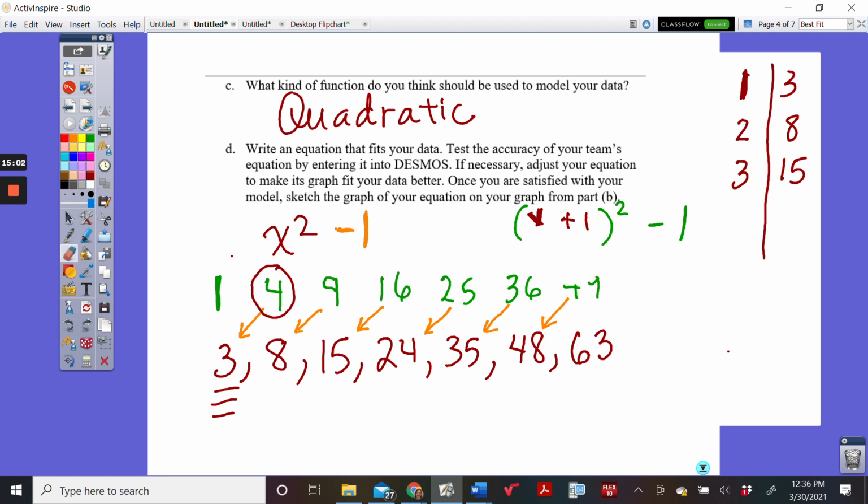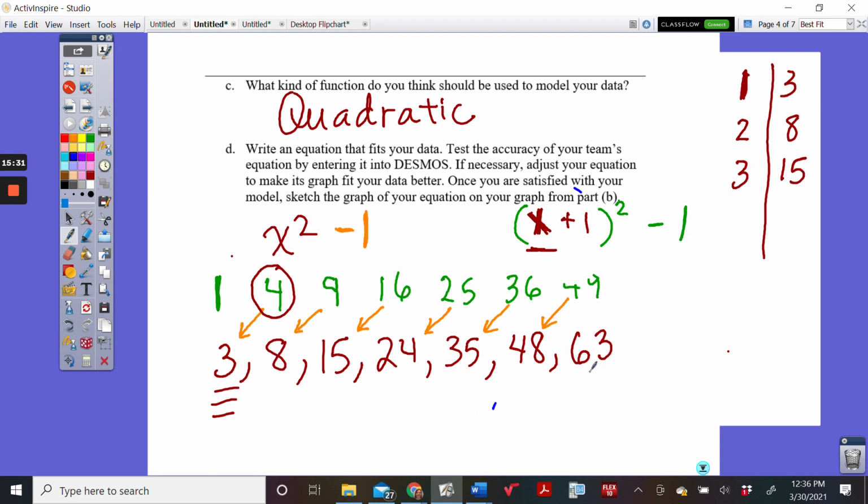Let's see. So when I plug in 1, to what I've underlined, might as well just leave it there. I'm having trouble getting rid of it. When I plug in 1, I get 1 plus 1, which is 2, and 2 squared is 4, and 4 minus 1 is 3. Okay, it worked. Let's plug in 3. 3 plus 1 is 4. 4 squared is 16. 16 take away 1 is 15.